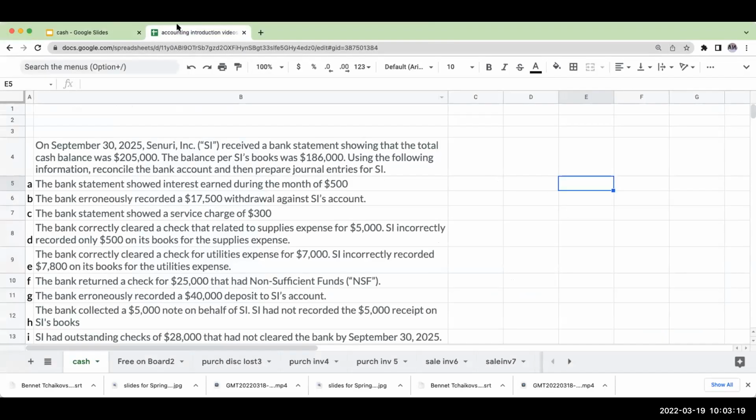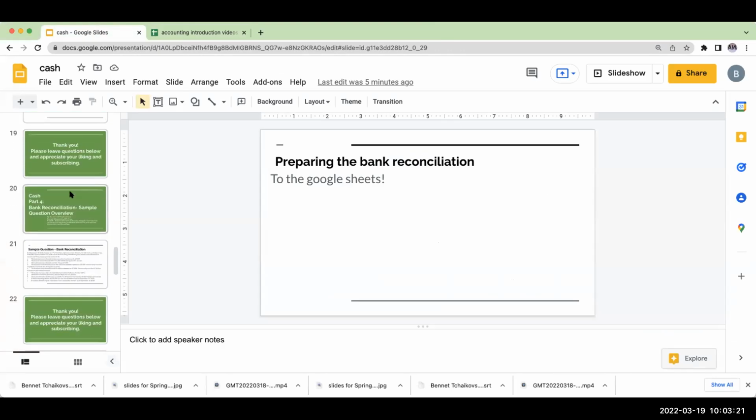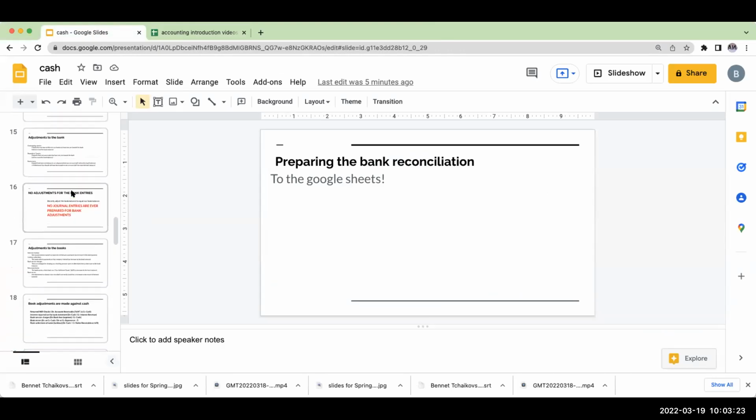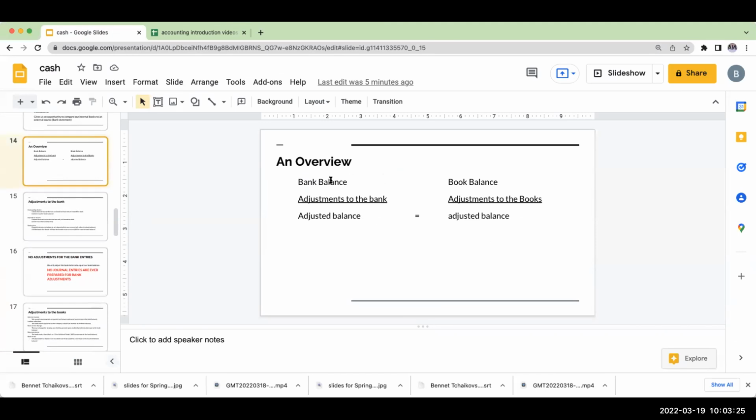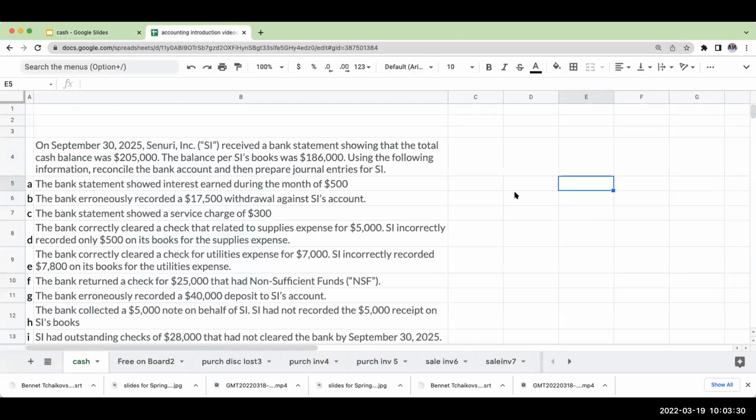Okay, so if you saw from my earlier video, and I believe this was in part 3, our goal over here is we've got the bank balance and book balance. We're going to make adjustments to both to get our adjusted balance. So this is my bank balance. This is my book balance, right? So my bank balance was 205. My book balance was 186.